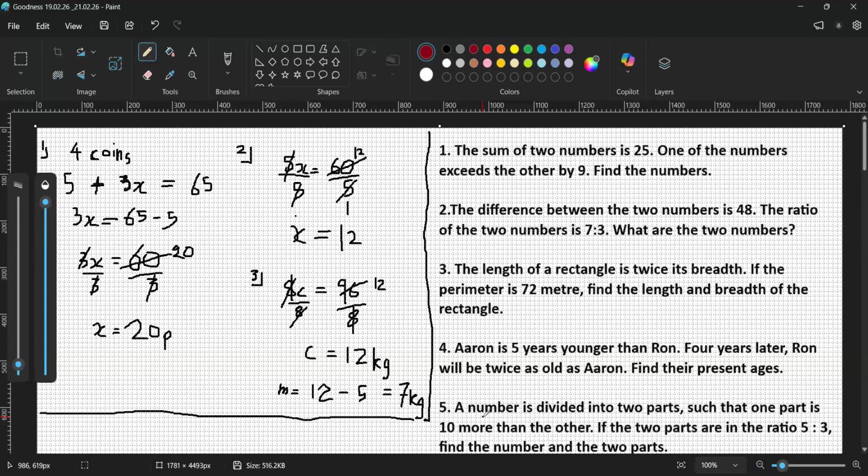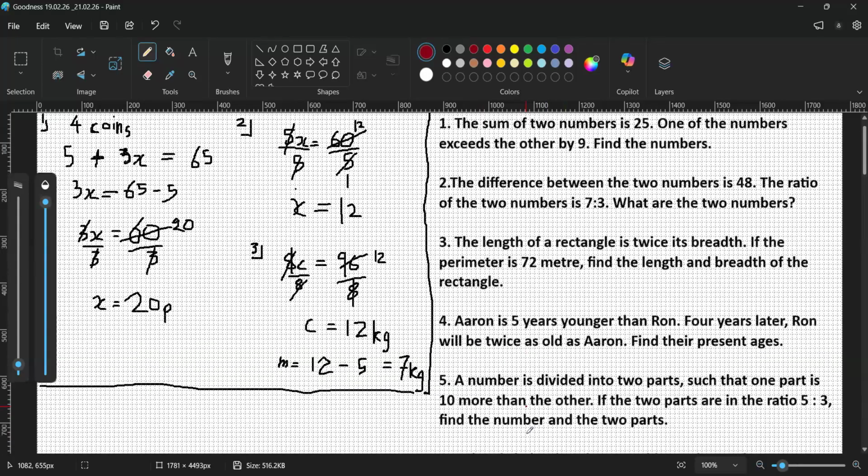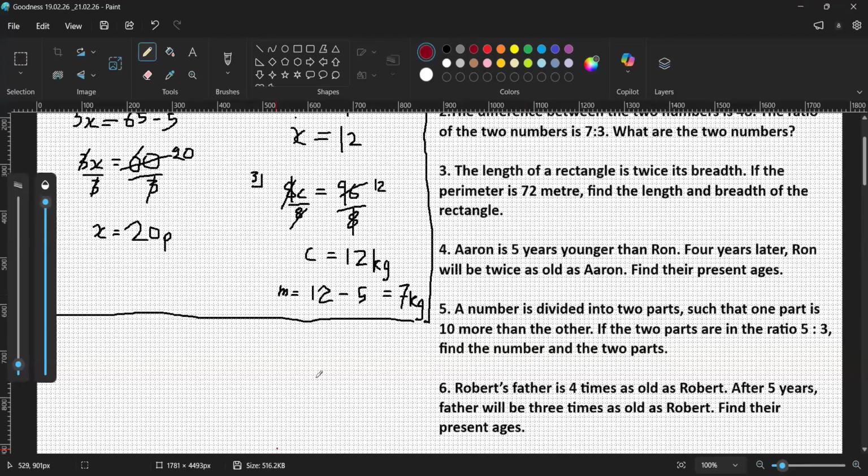Okay, x. One of them is x, and then the second one will be what? No, the first one is x. The second one will be what? It exceeds the other by 9. Okay, sorry, I didn't hear you. Did you say x plus 9? Yes. Okay, all right. Then you will be right. If you said x plus 9, you will be very, very correct.